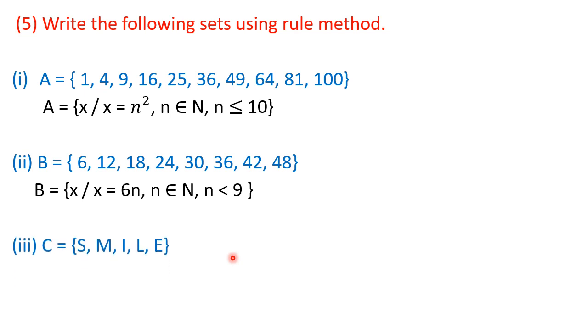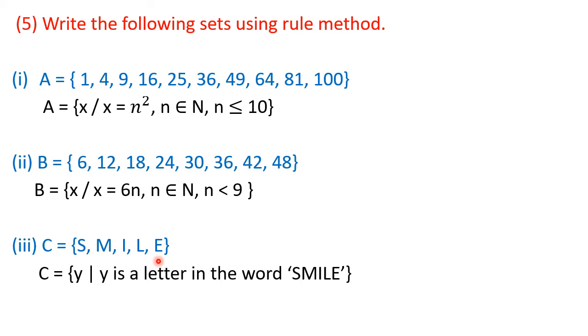Third one. C is equal to SMILE. That means here these are the letters in some word. But here the sequence itself gives you the perfect meaningful word, that is smile. You don't have to prepare. So you can write down that C is a set of all X or all Y such that Y is a letter in the word smile. Okay, here also inside you can take any alphabet. You can take P also, you can take X also. Generally we take X, okay, but any one is allowed. So the rule is what? Y is a letter in the word smile.